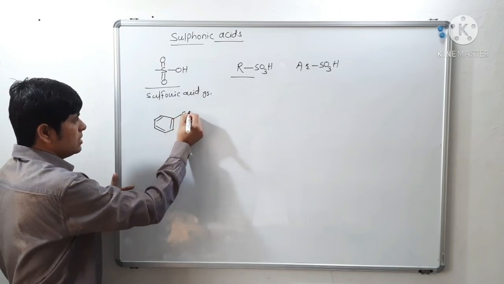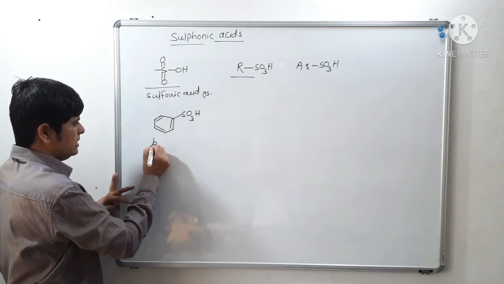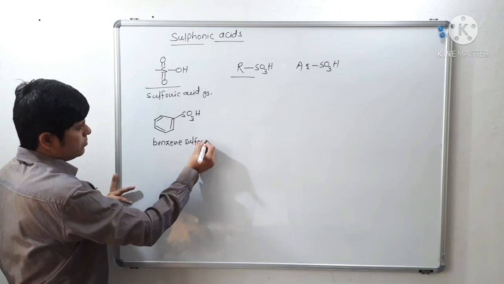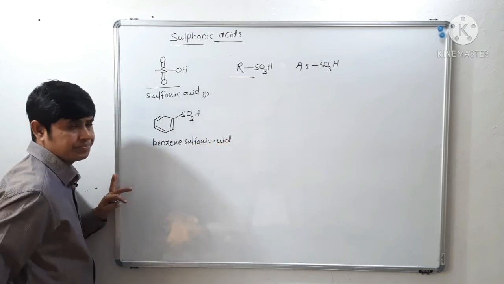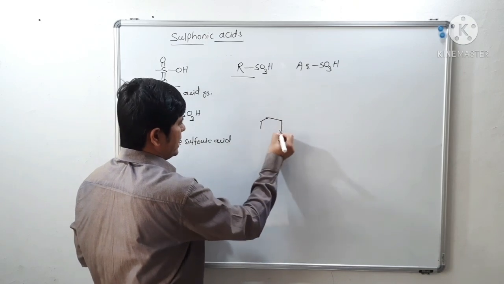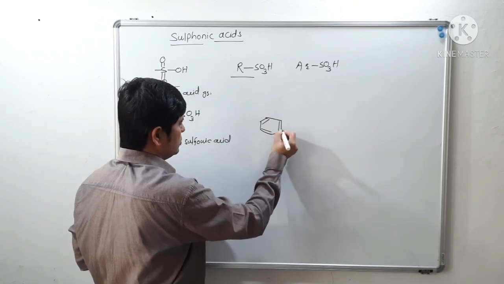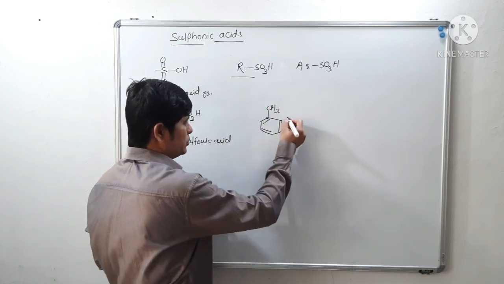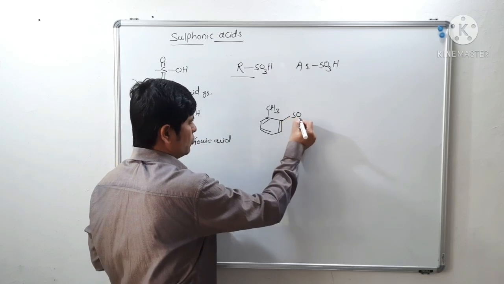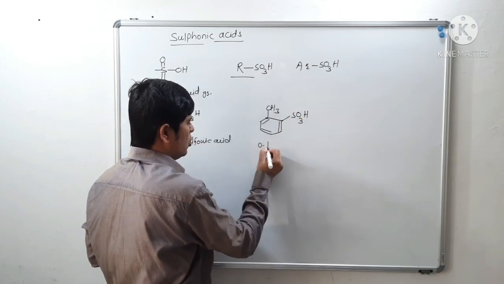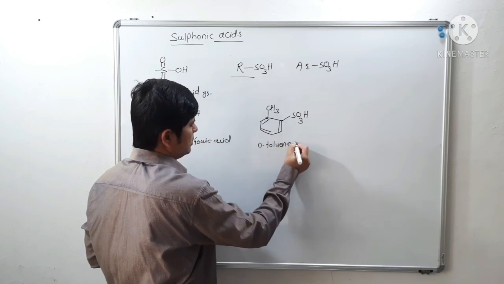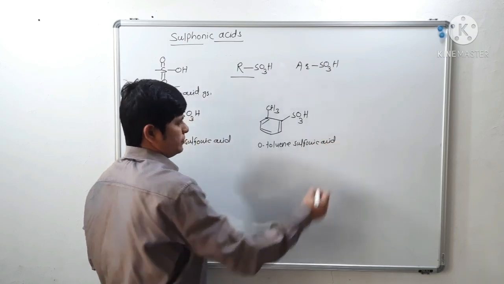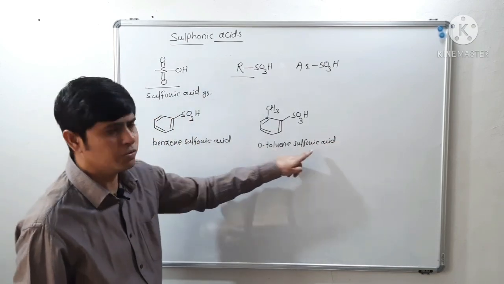So this is benzene sulfonic acid. Then suppose the sulfonic acid group is attached to toluene, and the position of the sulfonic acid group is ortho. Then we will have ortho toluene sulfonic acid.